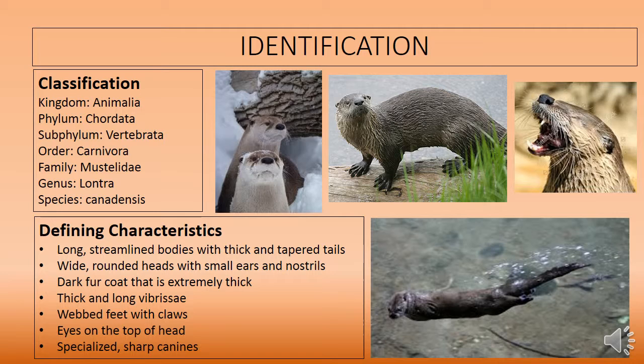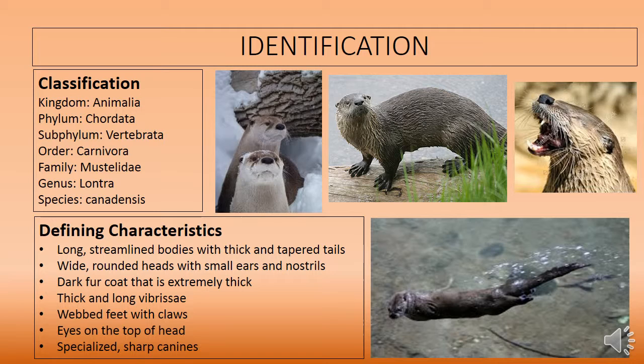They have wide rounded heads and very small ears and nostrils. And they can actually close those up when they're swimming through the water, so they're not taking in all this water as they're swimming. Their fur is really cool. It's very dark in coloration, kind of a dark brown or almost black, especially on the dorsal side.